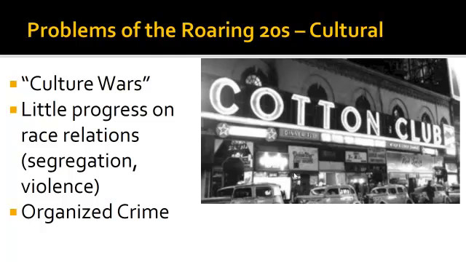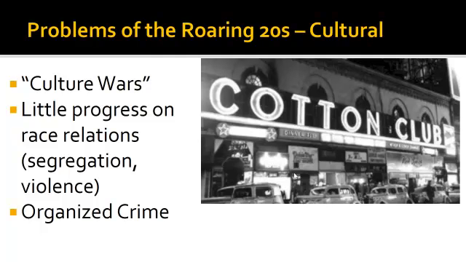There is also little to no progress on race relations in America, as segregation and racial violence are going to continue all throughout the 1920s. Also, the Prohibition era led to the rise of organized crime and the cultural memory of this era being associated with gangsters such as Al Capone.